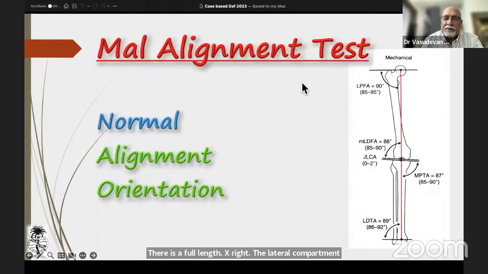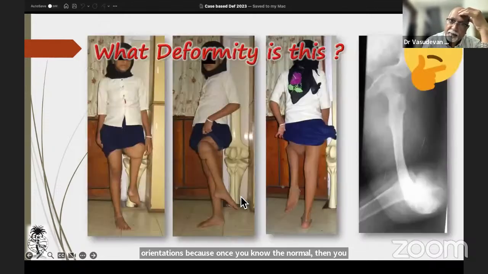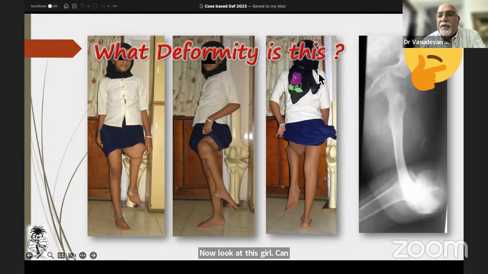So the malalignment test is very, very important. And you must know the normal values. You must know how to assess normal alignment and orientation, because once you know the normal, then you will be familiar with malalignment and malorientation. Now look at this girl. Can anyone say what deformity this is?